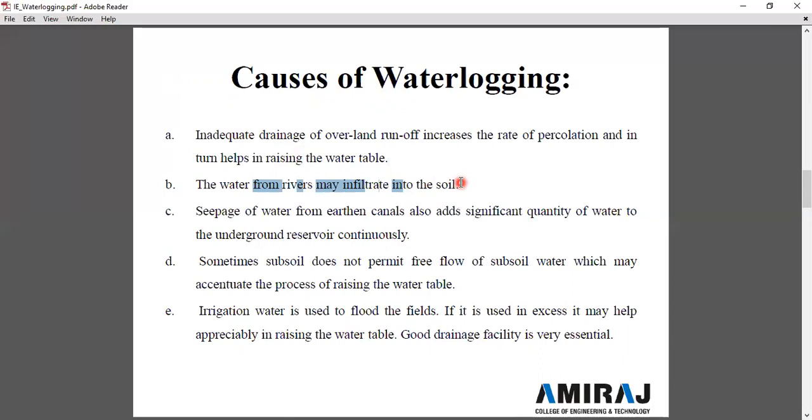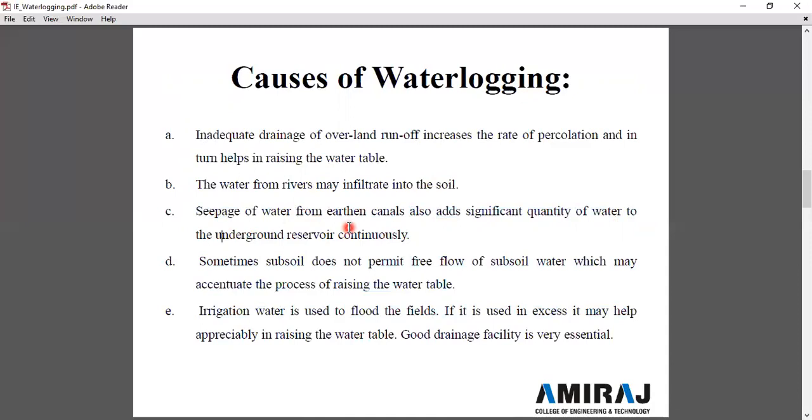So there is excessive water which can't be removed by evaporation and transpiration, and it infiltrates into the soil. Seepage of water from earthen canals also adds a significant quantity of water to the underground reservoir continuously. We all know that different types of canal systems are available.